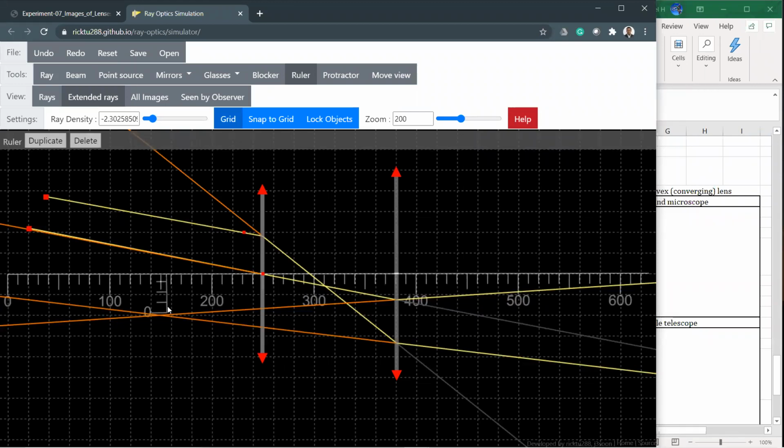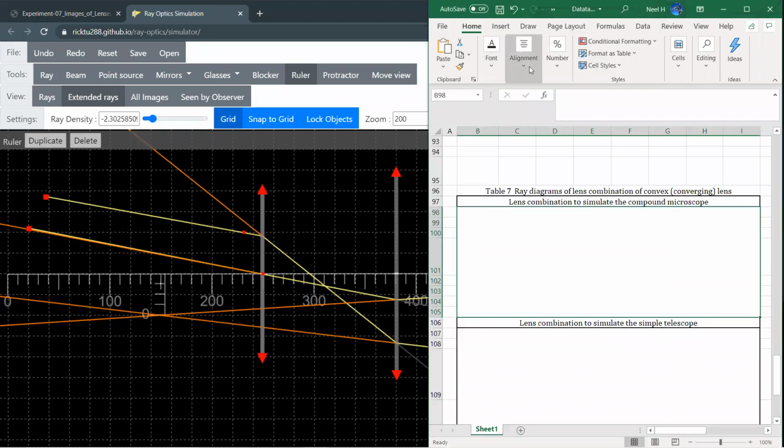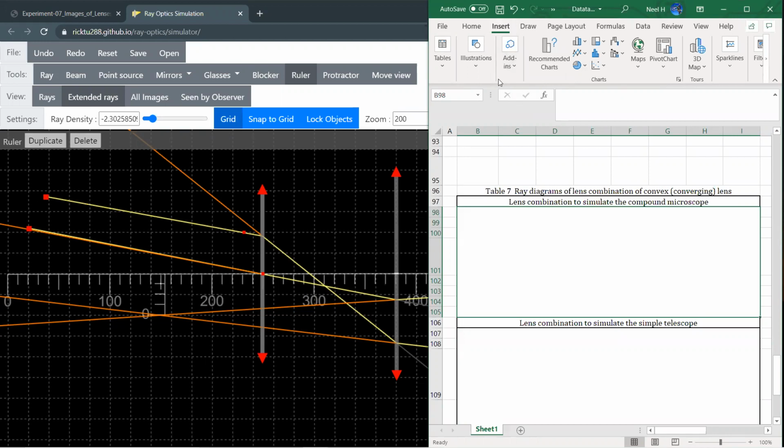Okay, question. All right, so we'll take a picture of this one. And that's the arrangement similar to the telescope arrangement of two convex type lenses. Take a picture of this one, and then those two pictures should go here.